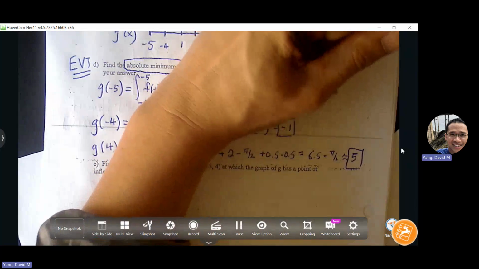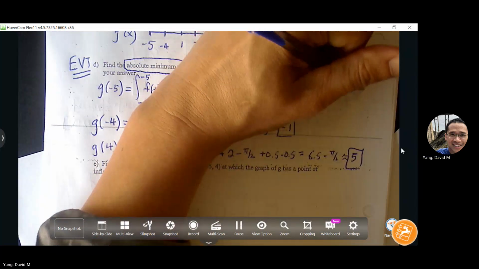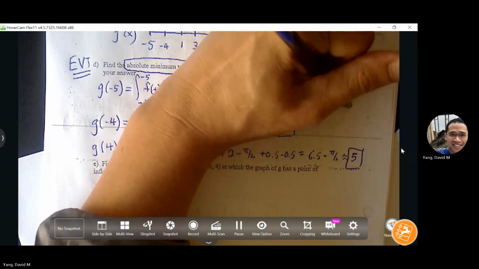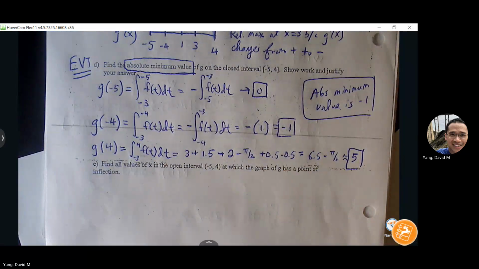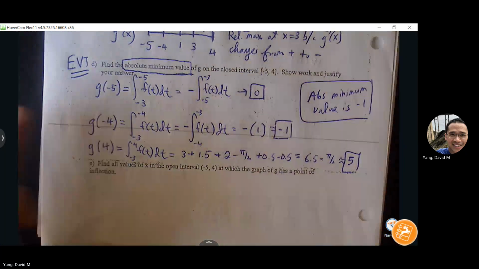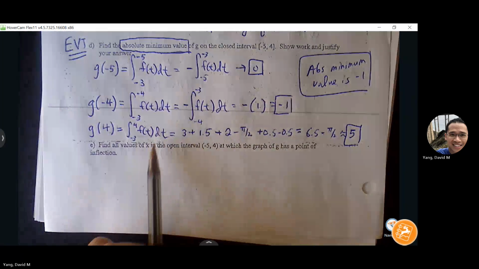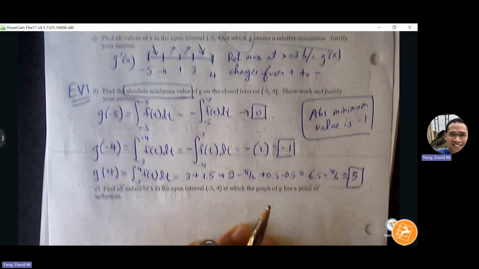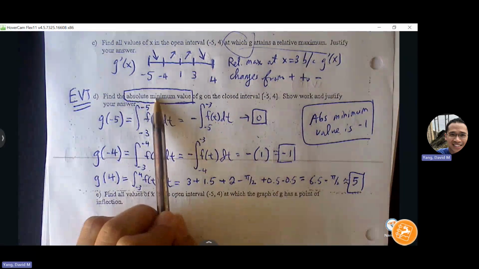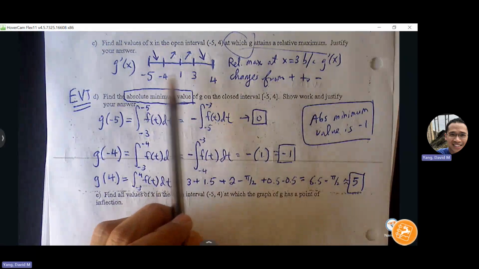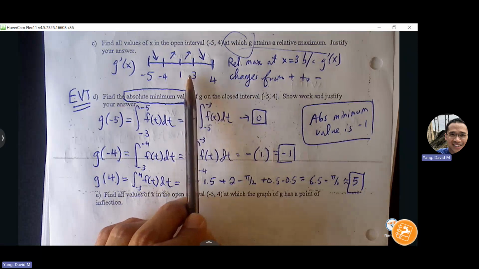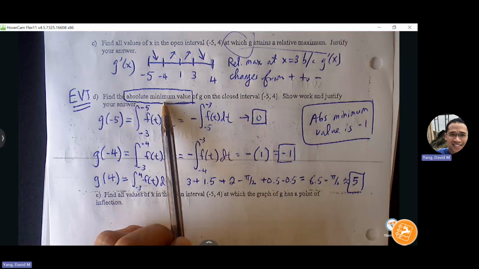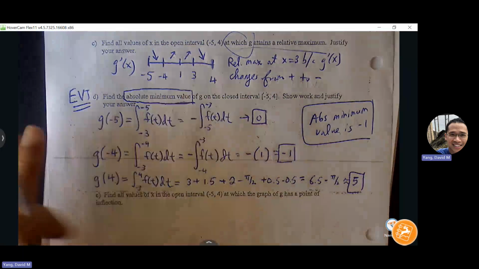So we can say absolute minimum value is negative. Yeah, so we only plug in endpoints. Endpoints, yeah. Okay. So EVT, we do endpoints and critical points. But we did not test 1 or 3 because 1 is not a relative max, relative min. And then 3 is a relative max, and relative max we didn't need to test for absolute. But if you tested 3, it's not wrong. It's just an extra thing to do.